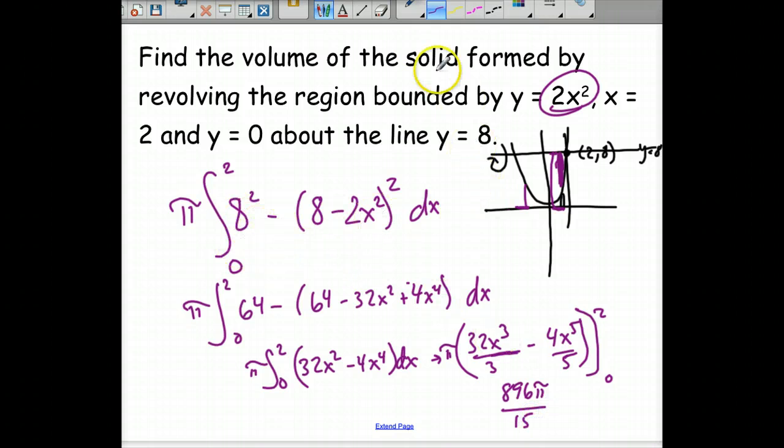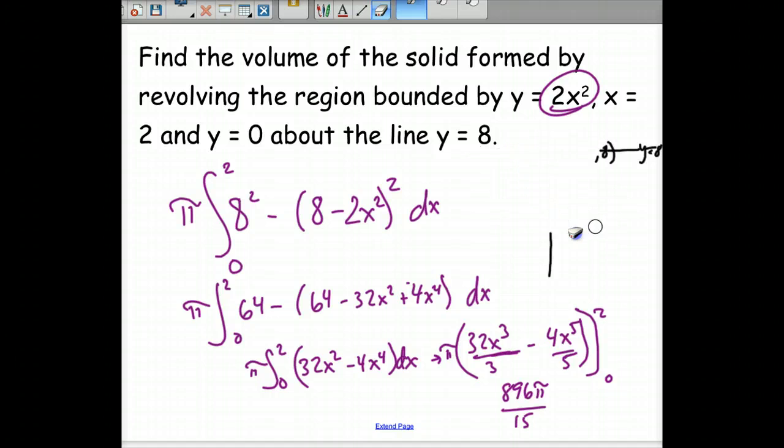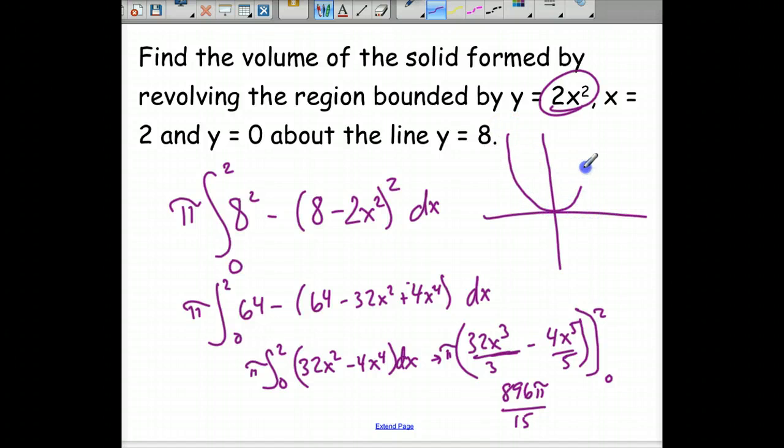So let's go over that setup again. Our region, let me make this bigger. y equals 2x squared, x equals 2, so this is the point (2, 8), y equals 8, but this is the region that we're revolving, we're just revolving it around this axis. So our representative rectangle is perpendicular to the x-axis, and it's in this region, so the outer radius is the distance from here to here, which is 8.